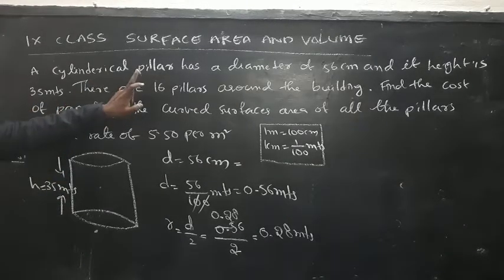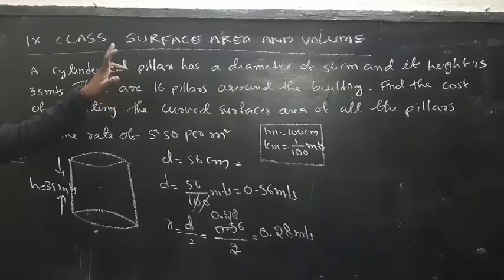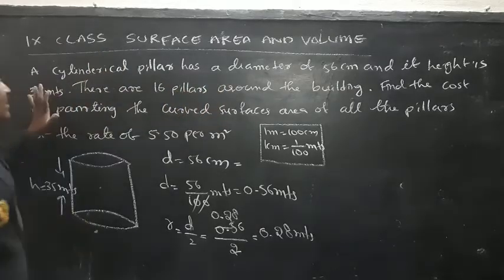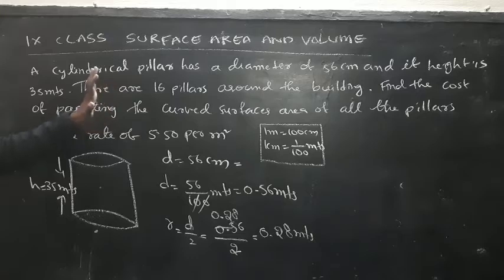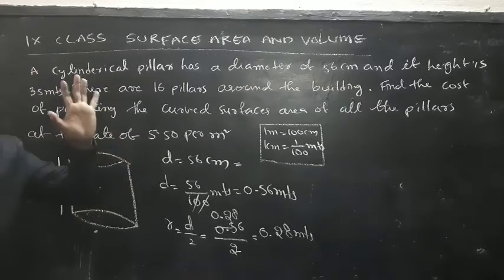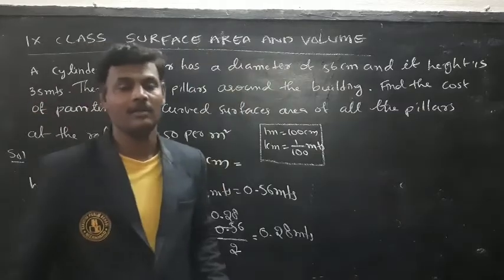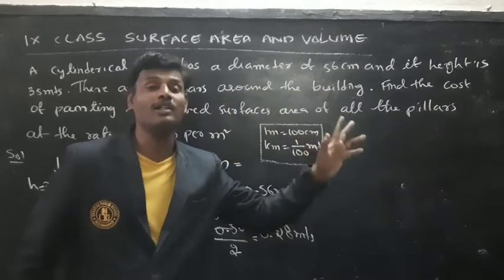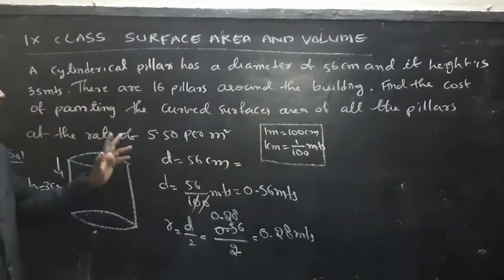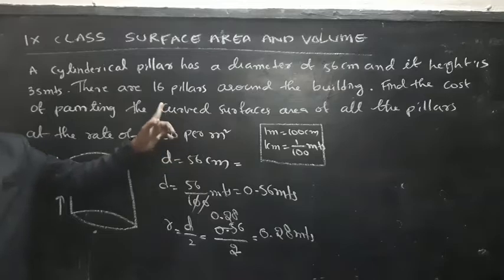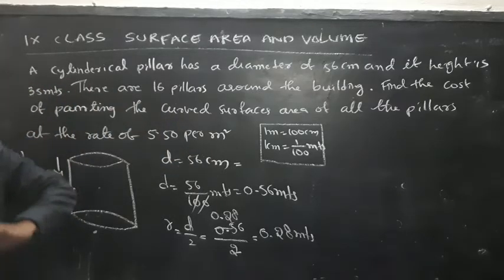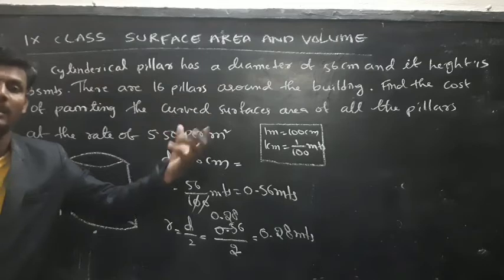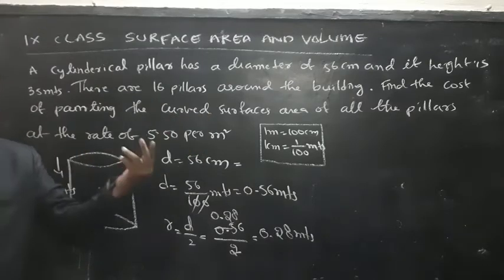There are 16 pillars around the building. Find the cost of painting the curved surface area of all the pillars. So one person is going to paint all the pillars. You have to find the cost of painting all 16 pillars at the rate of 5.50 per meter square. First you have to find the curved surface area of all pillars. Then you can find the cost of painting.